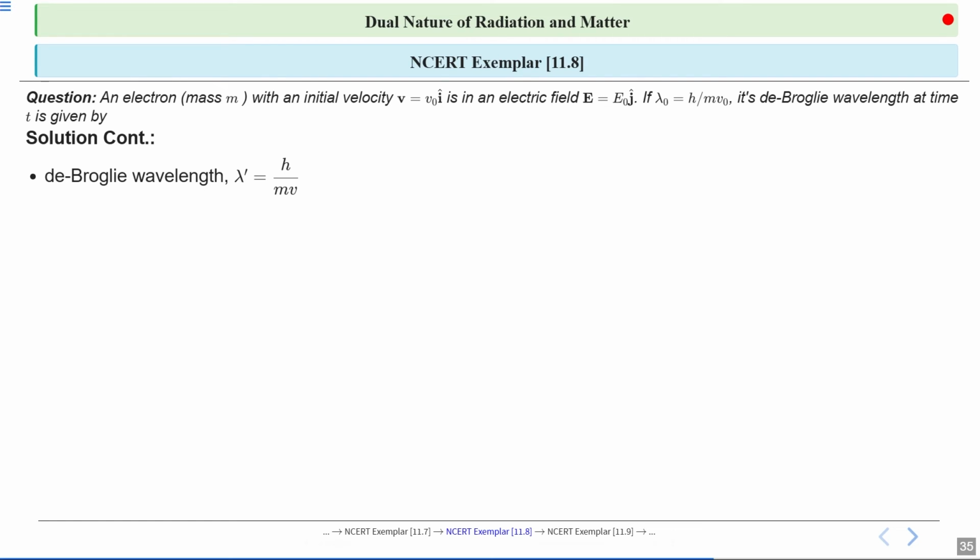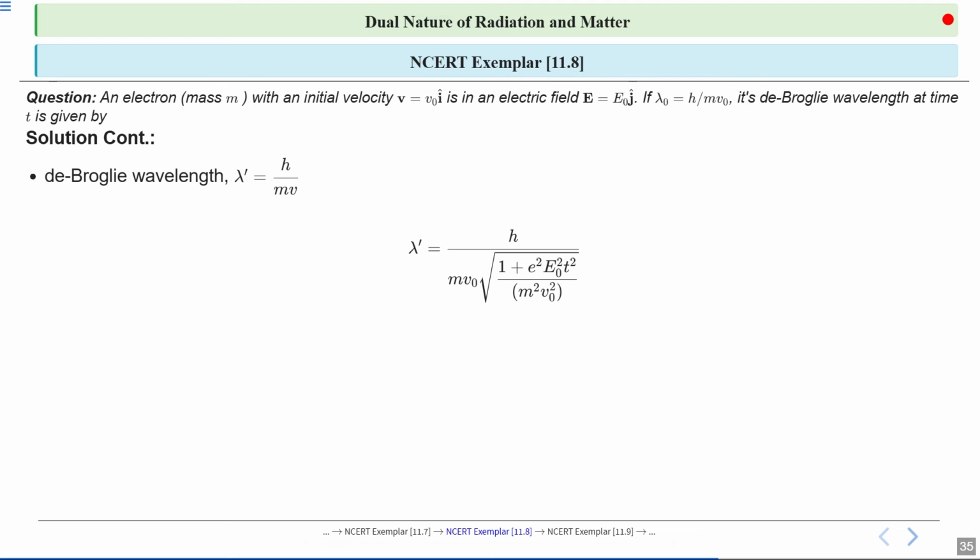So now let's recall the formula for de Broglie wavelength after time t. Lambda prime is equal to h upon mv. Or we can write it as lambda equal to h upon mv. Here h is Planck's constant, m is the mass of the electron, and v is the velocity of the electron at time t. Now let's substitute the value of v here.